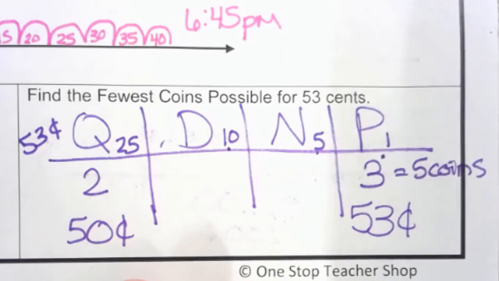What's the most amount of coins it could have taken, Miss Powell? 53 pennies. Oh, so the most it would have taken is 53, and the least it would have taken is 5. Okay, and that's the lesson for today.